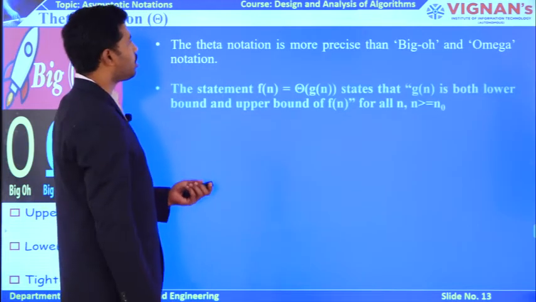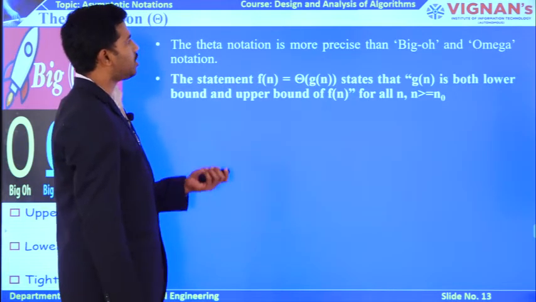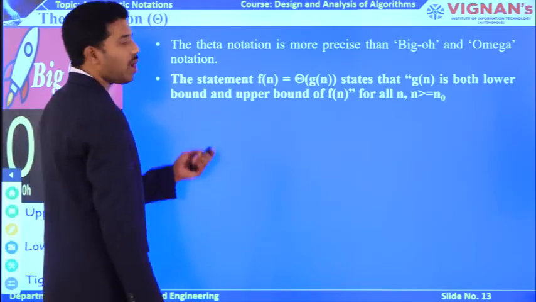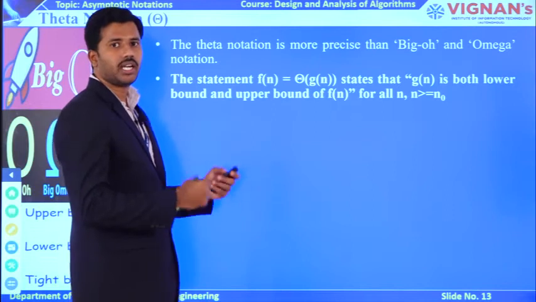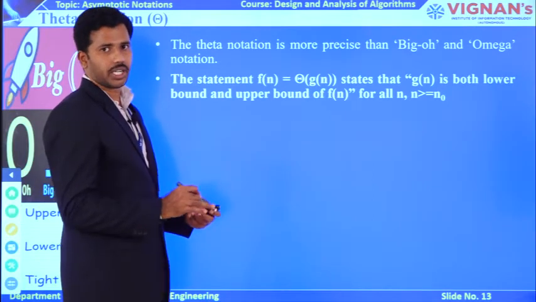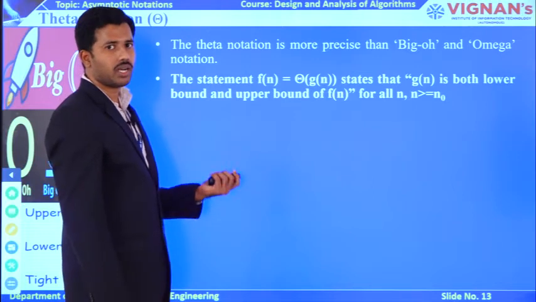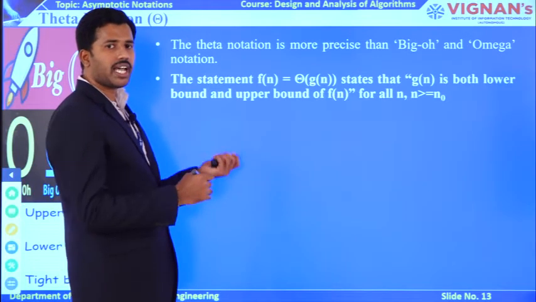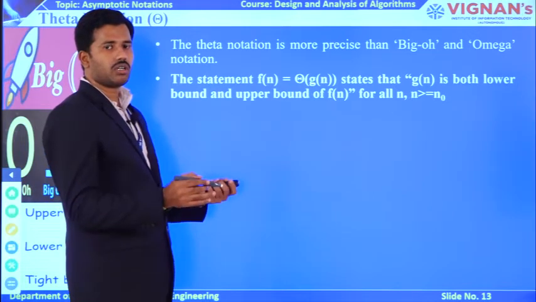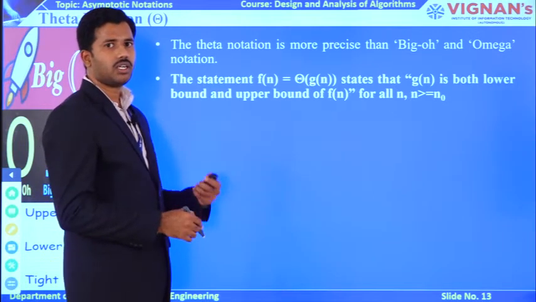Now you try to observe the main verdict. So theta notation is more precise than big O as well as omega. Why? Because it is producing the result at the middle of the iteration. That's why it is more precise than big O as well as omega. Why? Because theta has a relationship with both big O as well as omega, right?